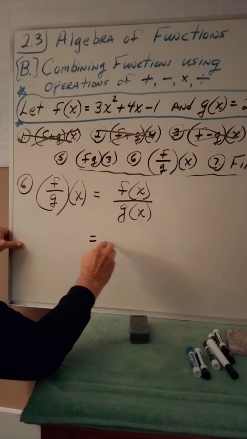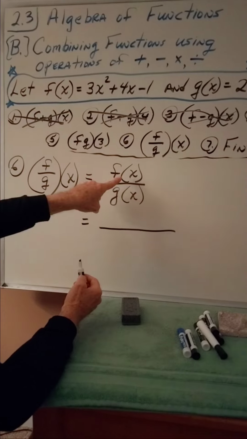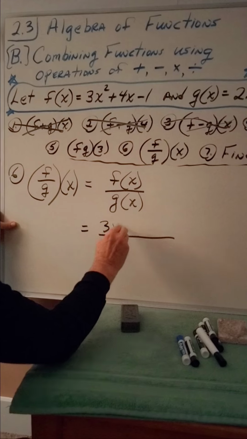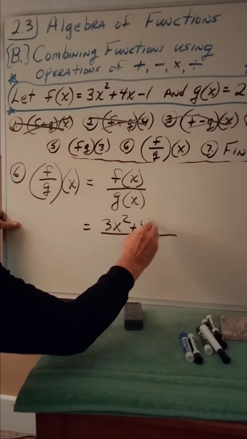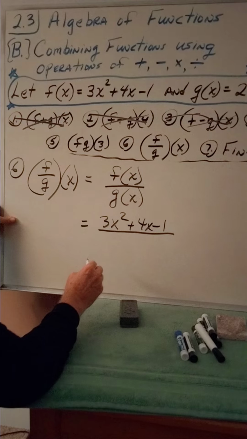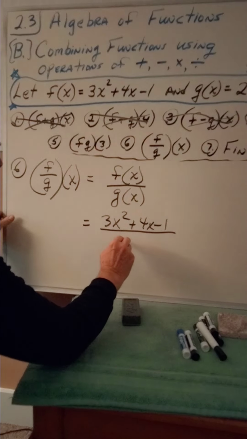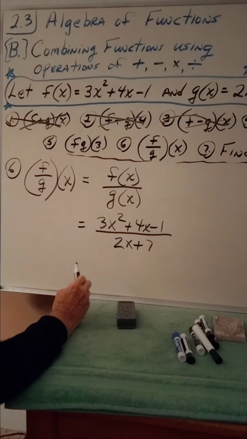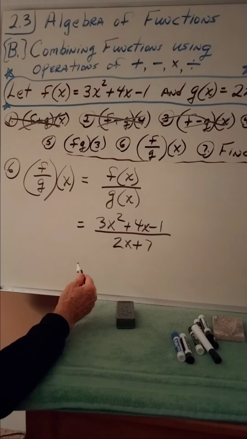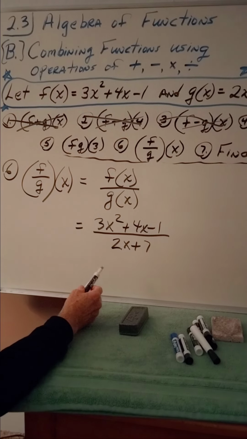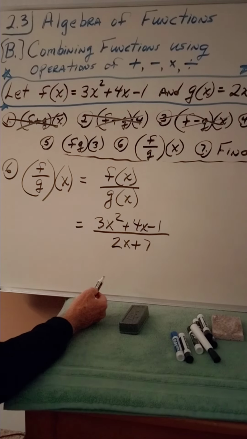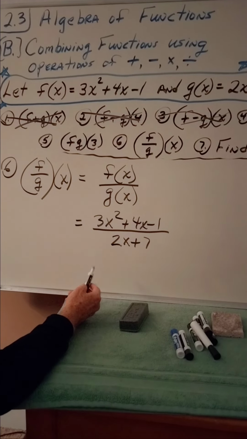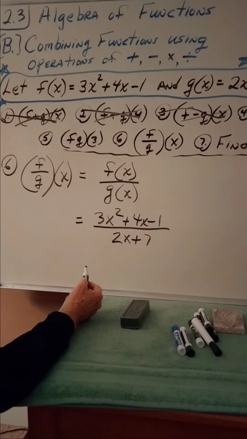So, make the bar. And in place of f of x, it's this trinomial, 3x squared plus 4x minus 1 over g of x, which is 2x plus 7. And folks, we're going to leave the answer just in that way because you wouldn't be able to reduce this. 3x squared plus 4x minus 1, I don't believe it can be factored. And 2x plus 7 can't.